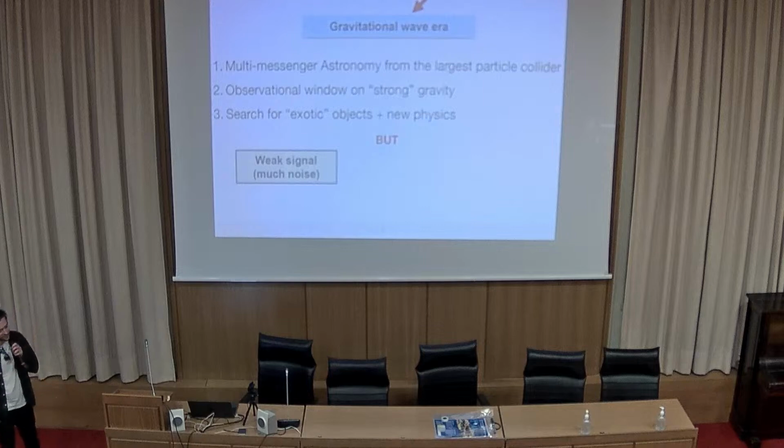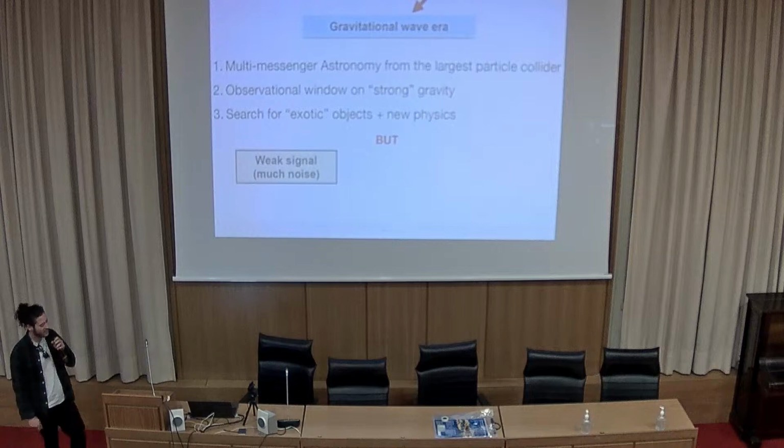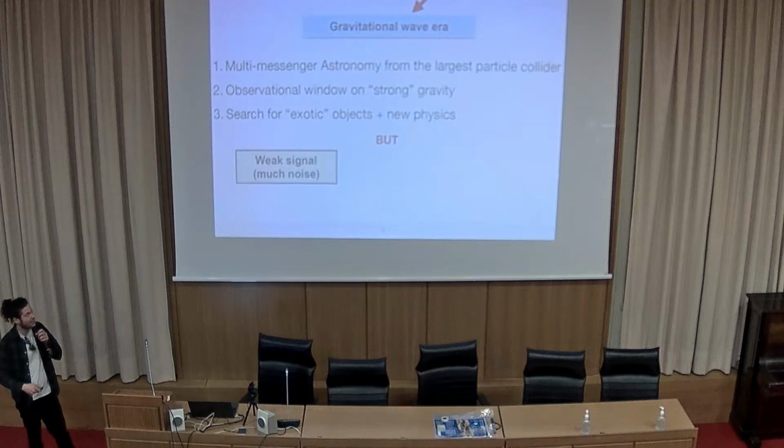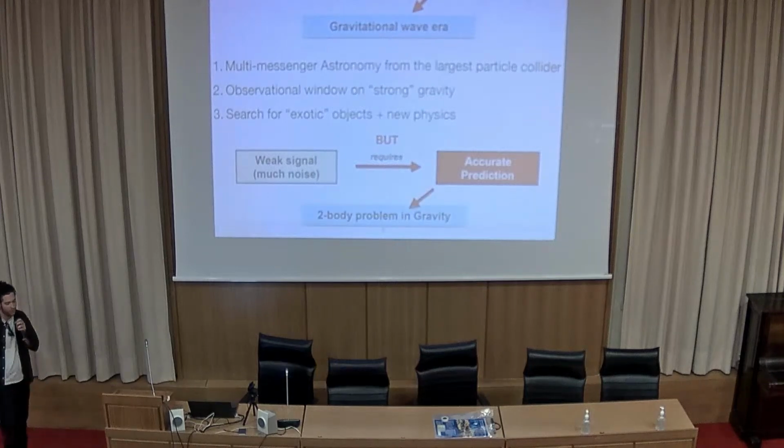The important point is that this whole story relies heavily on how you theoretically predict your signals, because the signal is very weak and has a lot of noise. All the detection relies on the theoretical templates, the gravitational waveforms as we call them, in order to identify and extract the physics out of that. In practice, this brings us to the accurate prediction and the two-body problem in gravity eventually. What we want to do is to solve the two-body problem in gravity, construct the waveforms, and use them to do matched filtering in order to identify the signal.